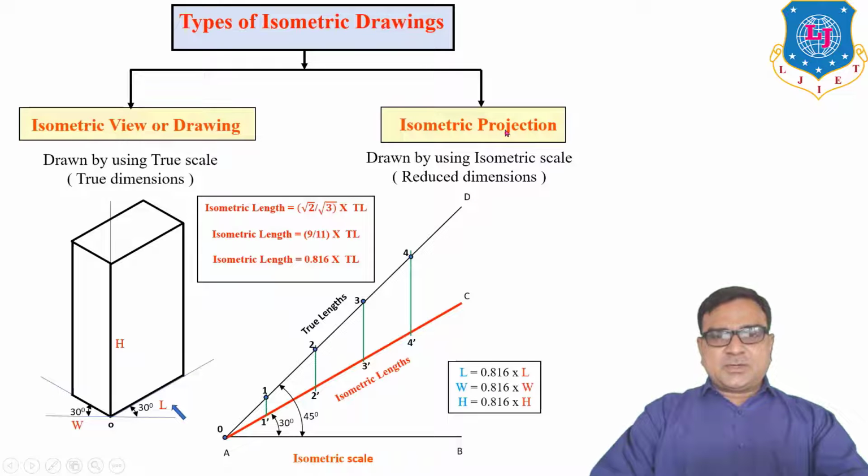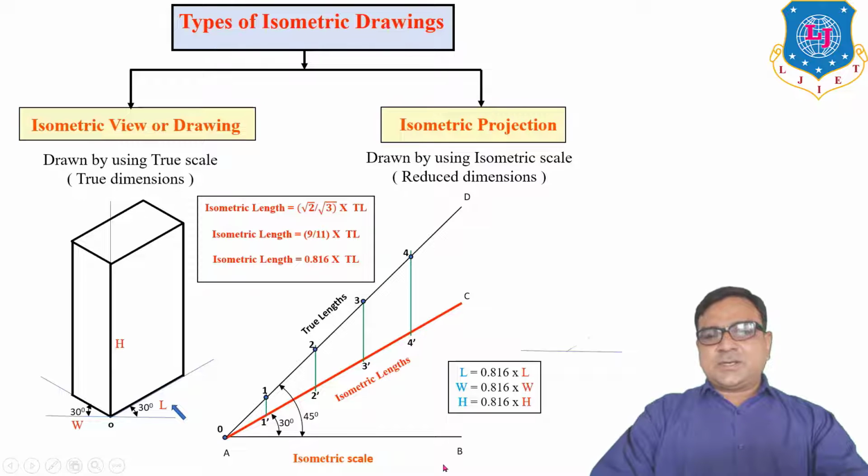So for isometric projection, we have to convert this length into isometric length. L is known as isometric length, which is 0.816 into L, which is true length. This is isometric length L, this is true length L, and by multiplying true length into 0.816 we will get the isometric length for isometric projections.